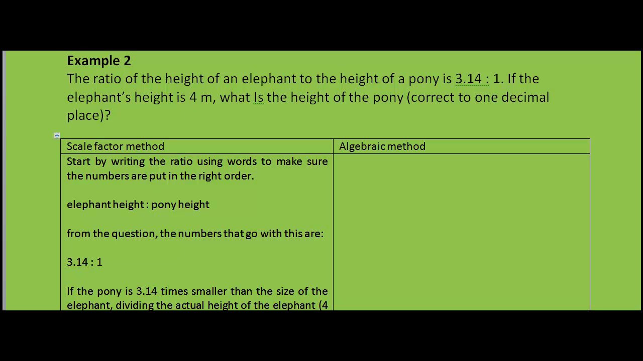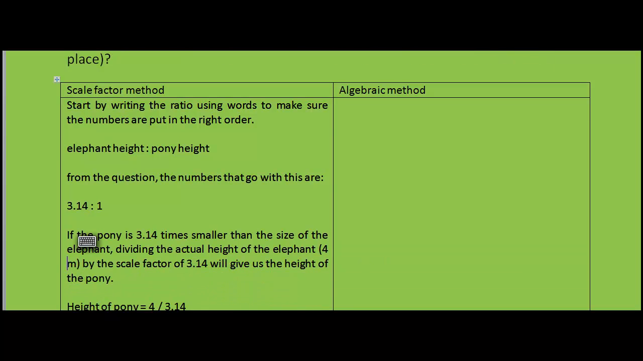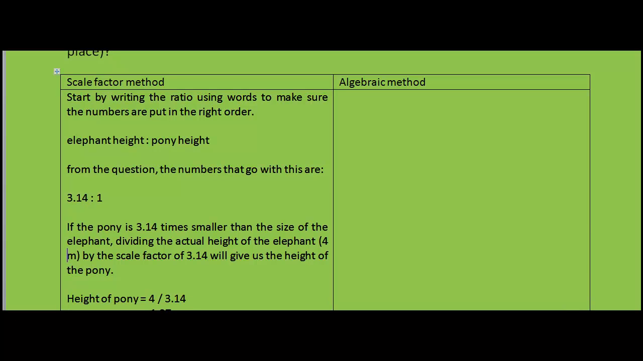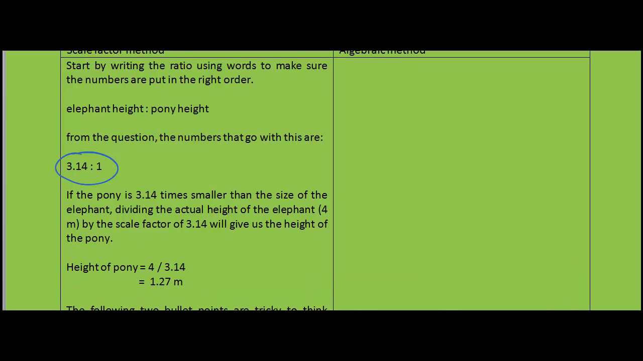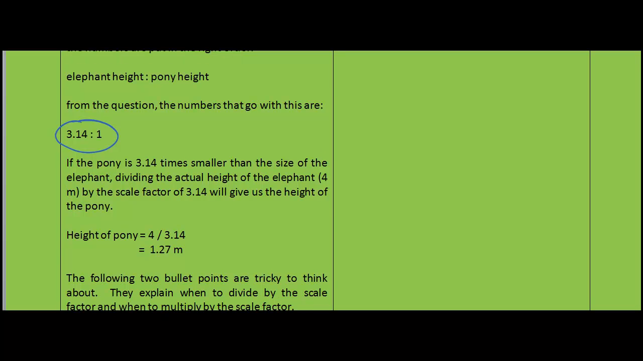Starting with the scale factor method, we want to write the ratio using words to make sure that the numbers are put in the right order. We know that we are looking at the height of the elephant compared to the height of the pony in that particular order. This tells us, if we look at the words written down, that we should write down the numbers in the order 3.14 is to 1. Now, we can use this unit ratio, and we know it's a unit ratio because it ends in the number 1, to find out our answer using a bit of logic.